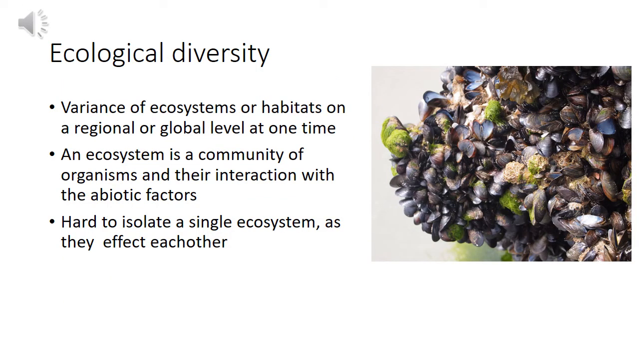The last type of diversity we look at here in the Cambridge syllabus is ecological diversity, and that's a variance of ecosystems or habitats on a regional or global level at one time. It's a bit harder to define because it's hard to isolate a single ecosystem, especially in the marine environment, because all the oceans float together.